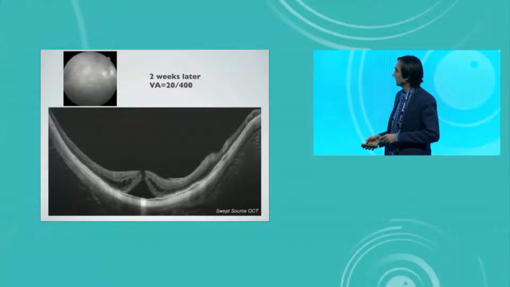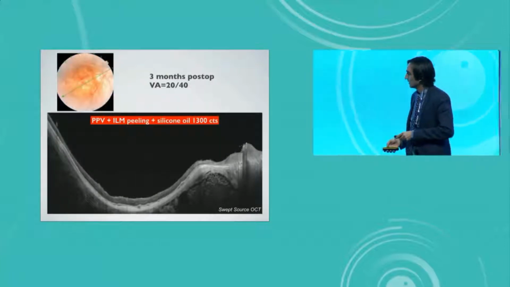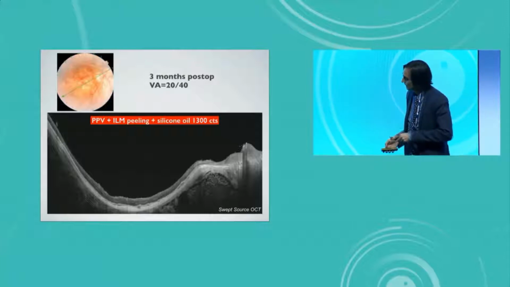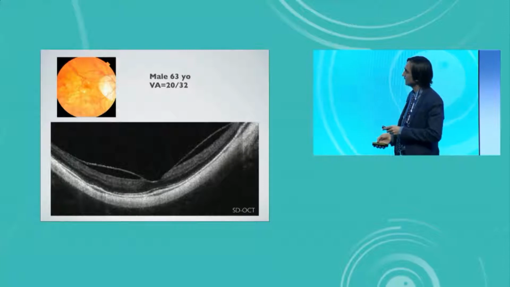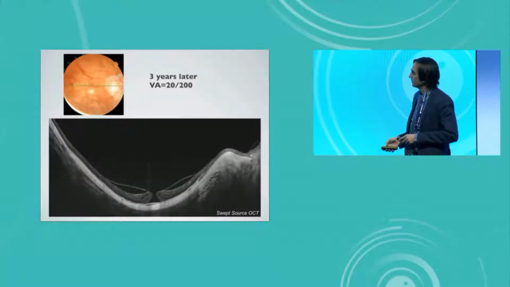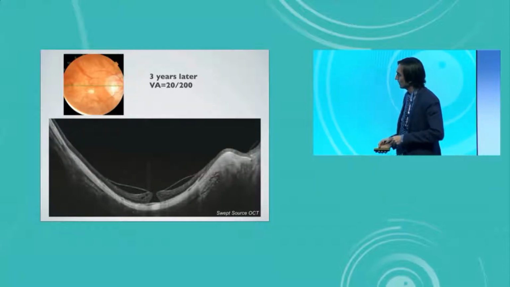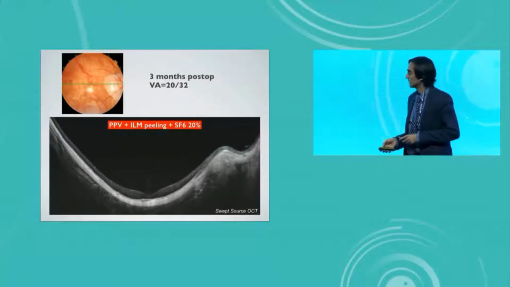Then she was operated on, and we get a closure of the macular hole. In another case, this male with this vitreomacular traction, with good visual acuity, 3 years later, he developed a full thickness macular hole with this typical traction, and the natural course after the surgery.